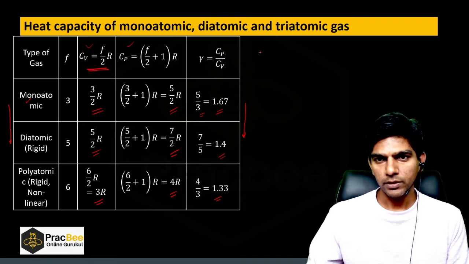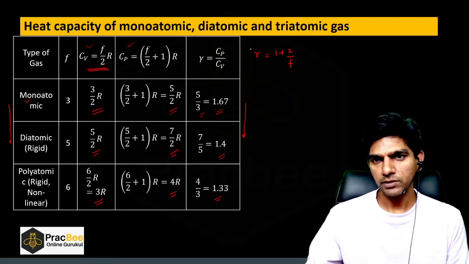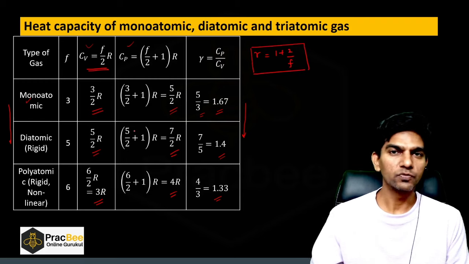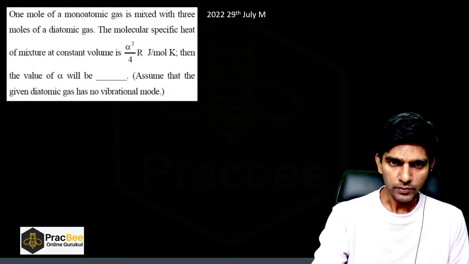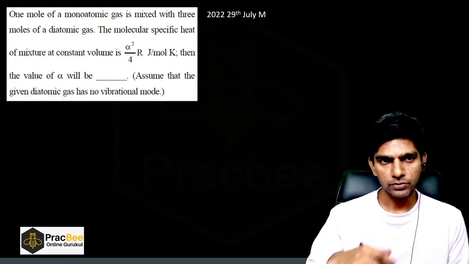And there is one more formula for gamma. So we can say gamma is 1 plus 2 by F. So this formula is again very handy. You can remember this formula to find the gamma value if the degree of freedom is given to you. Now let us see some illustrations based on these concepts.